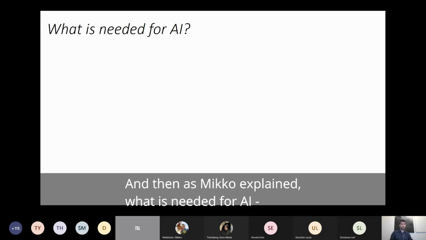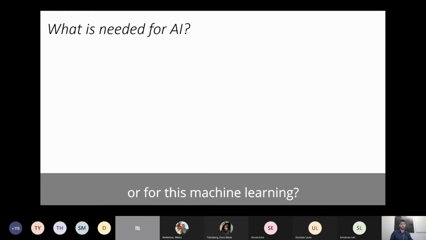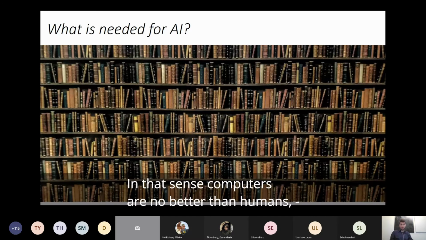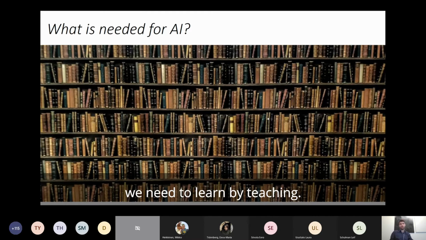And then, like Mikko explained, for AI or for this machine learning, we need lots of training data. And in that sense, computers are no better than humans. We need to learn by teaching.